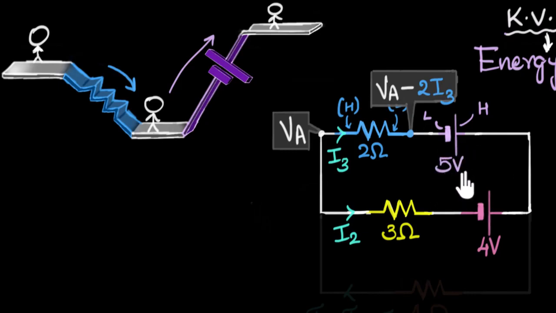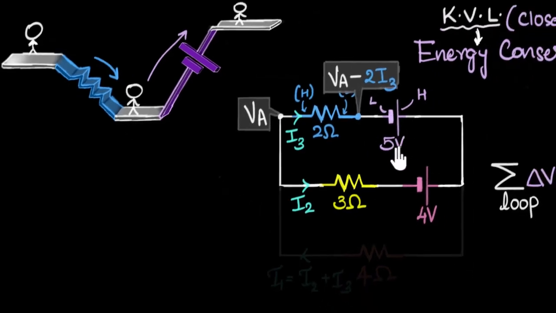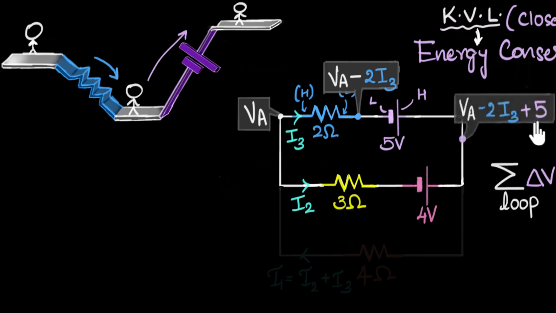The battery's voltage is given to me. So can you tell me, when I come over here, what's going to be my new voltage? All right, hopefully you have told. So it was VA minus 2I3 over here. And now when I come over here, you add 5 volts. So it's going to be VA minus 2I3 plus 5. Okay, this is basically how you use the loop rule.